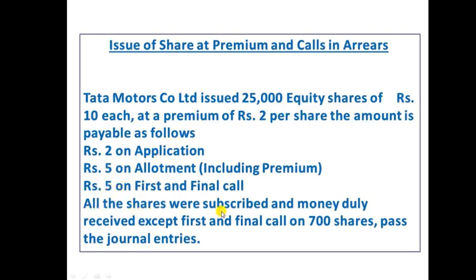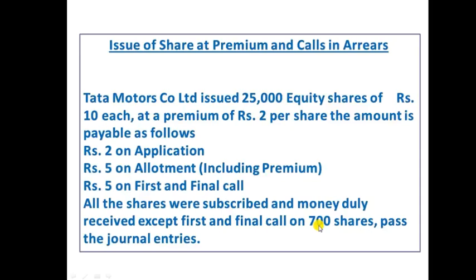Rupees 5 on first and final call. All the shares were subscribed and the money duly received. But what happened here? Except first and final call on 700 shares. The shareholders applied for 25,000 shares totally. They paid the first installment fully and even the second installment fully. But what happened at the time of the last installment? Only for 700 shares the company couldn't receive the money. So this particular term is called calls in arrears.